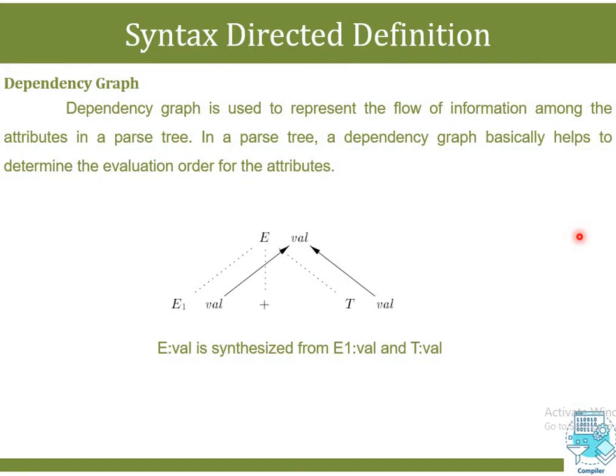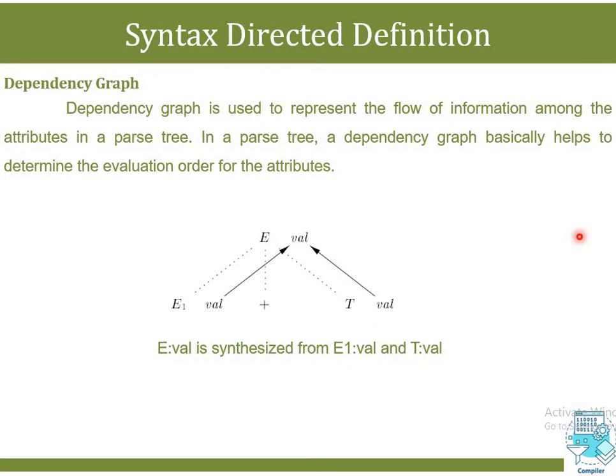So to ensure that the nodes are evaluated in a particular order without any difficulties, we go with a dependency graph. The dependency graph is used for finding the evaluation order of the attributes. Once we have the dependency graph, we perform a topological sort. In the order we get, we can evaluate the attributes. If we do so, there will not be any difficulties. So that is what a dependency graph is.